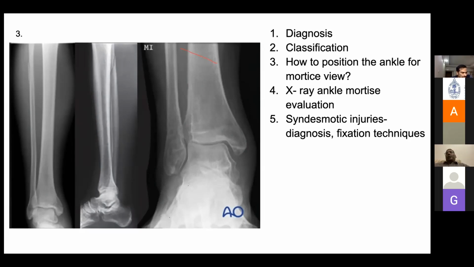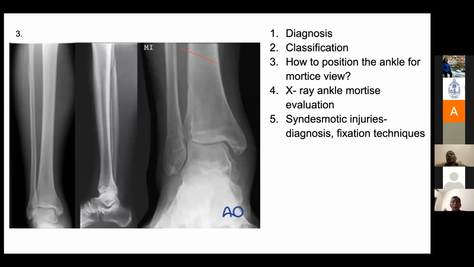So how to position the ankle for the mortise view? 15-degree internal rotation with dorsiflexion. Is it internal rotation alone, or is dorsiflexion required? Dorsiflexion with 15 degrees of internal rotation. Okay, so then you will be able to see the ankle clearly. So how will you evaluate an ankle mortise?